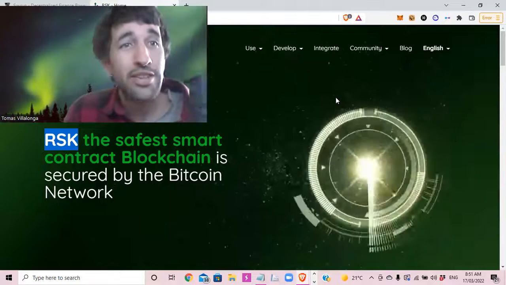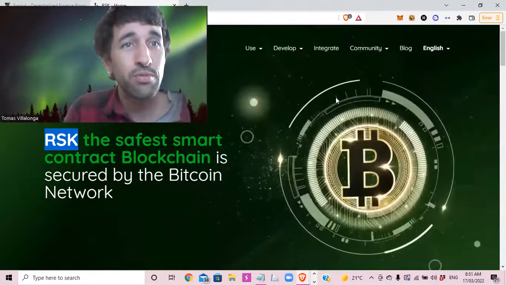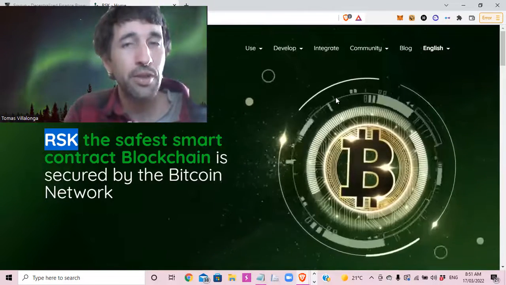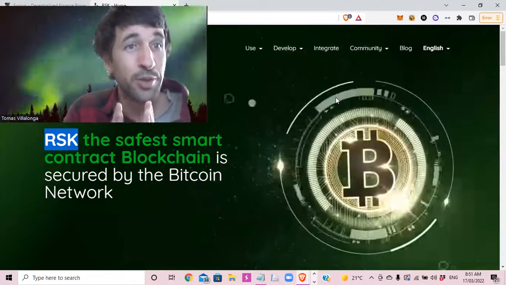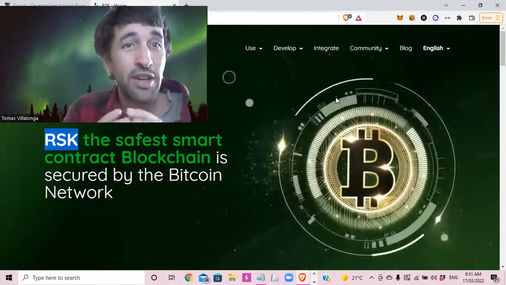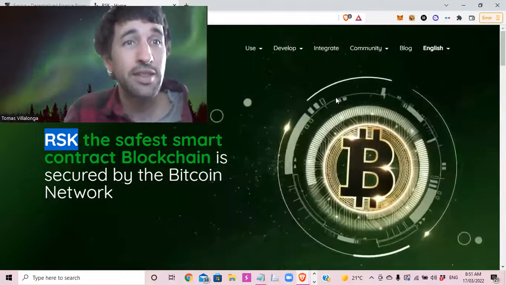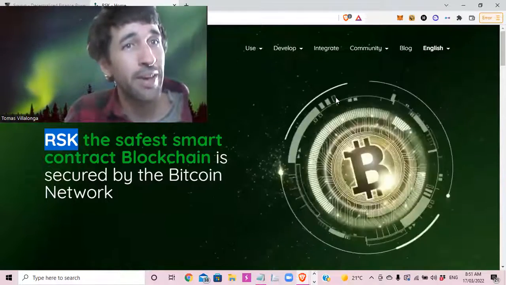So RSK is one of those attempts at building a Bitcoin layer 2. And it appears to work. So that's why I'm very, very excited. There have been others like the Lightning Network. You might have heard about it.